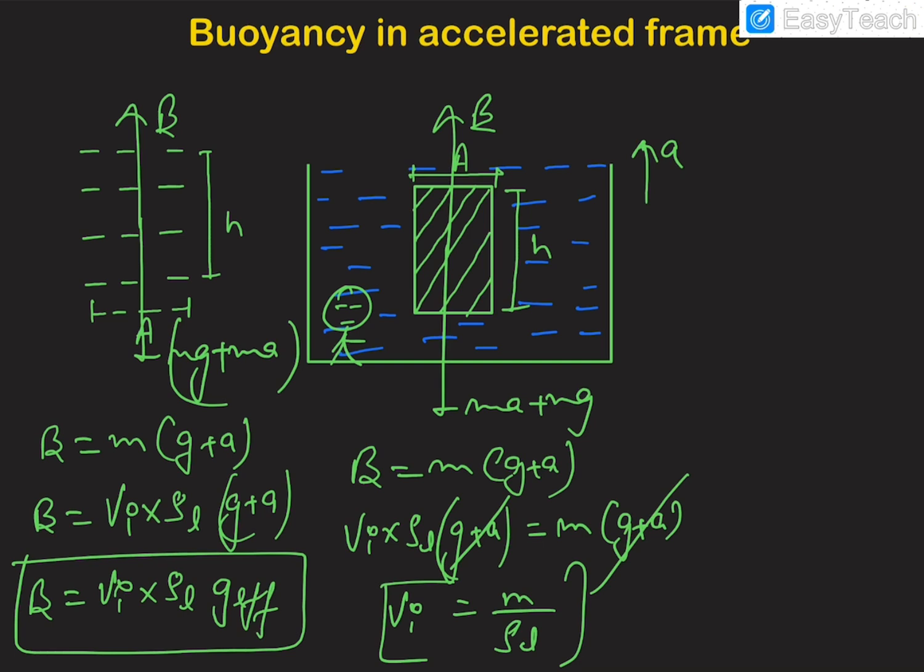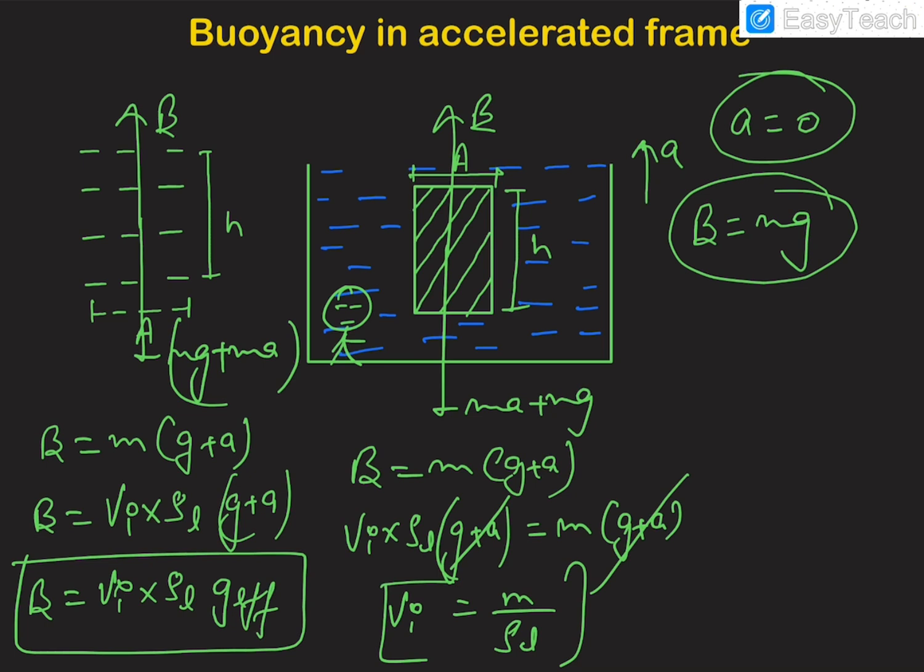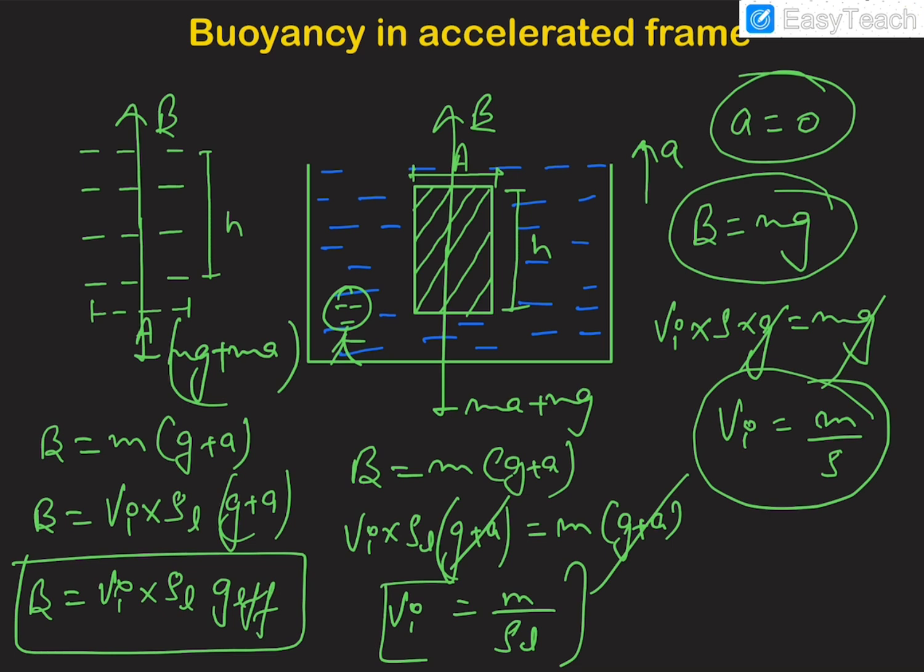Now if we suddenly stop this container and the acceleration of the container becomes 0, then you can see that the buoyancy will be balancing mg in equilibrium condition. In this case buoyancy will be V immersed into rho of liquid into g, and that would be balancing mg. So Vi is equal to m upon rho. So this is the immersed volume, which is obviously the same as the volume immersed initially when the container was accelerated.